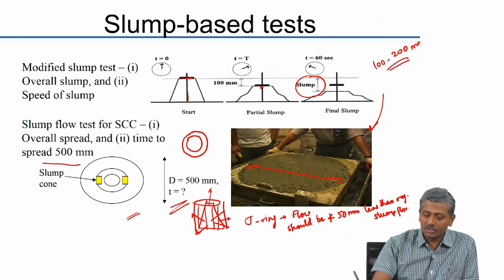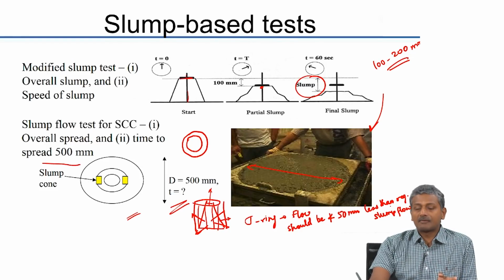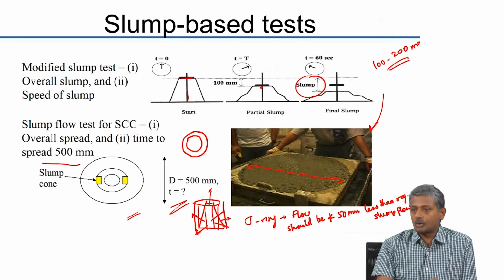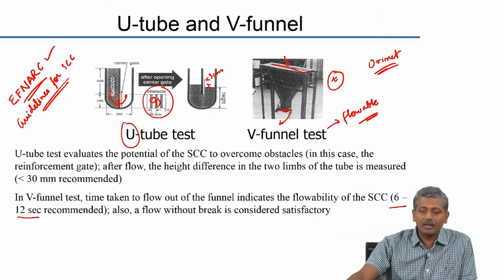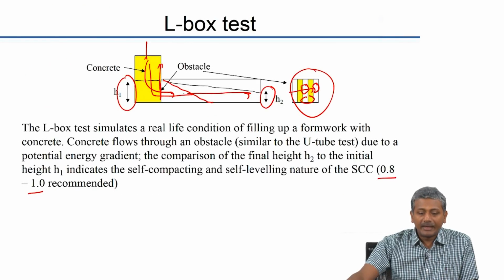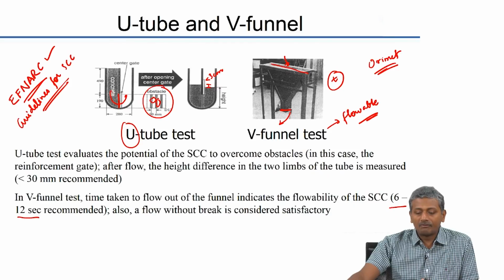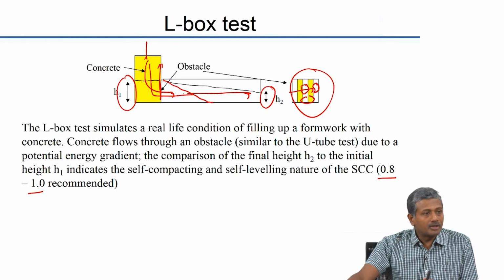So, if you are doing without the J ring, if you get a certain value, you repeat the test with the J ring; the slump flow should not be more than 50 millimeters different for a good self-compactable concrete. That means, in one test you are not only measuring the flowability, you are also measuring the passing ability. So, the J ring, U-tube and the L box, these are tests for passing ability. For flowability, again you have slump flow, V-funnel test. Okay. Both of these are testing the flowability of the concrete.